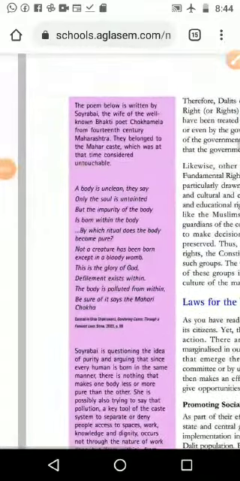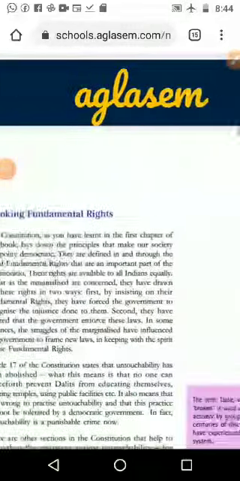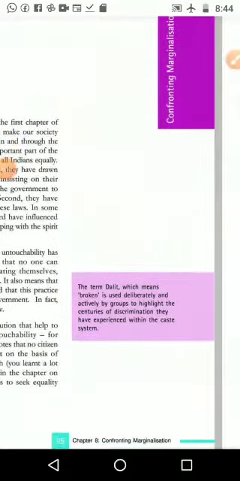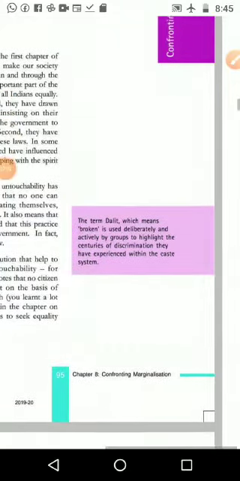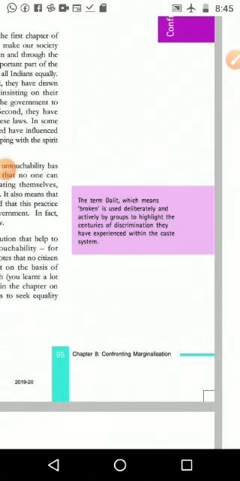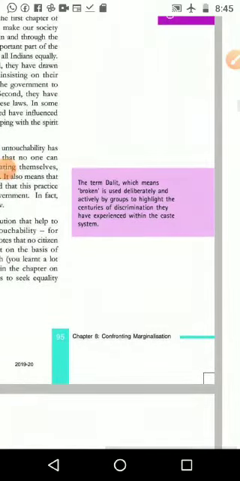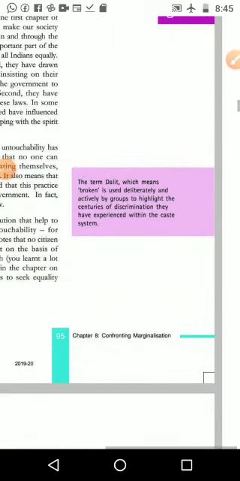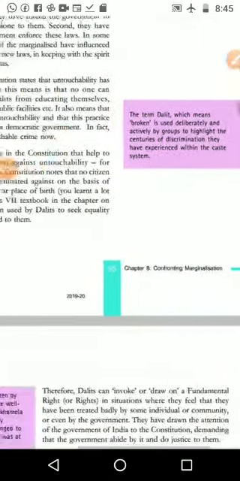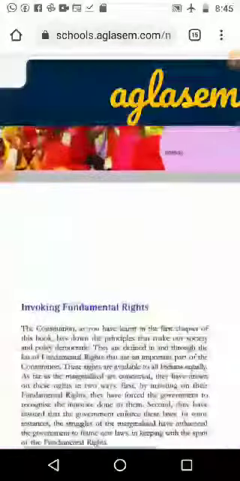Before that, let's go through the box given at the side. The term Dalit, which means broken, please underline, is used deliberately and actively by groups to highlight the centuries of discrimination. Why do they themselves call themselves Dalits? Why do they want to call themselves broken? Because they want to highlight how much they suffered in the last centuries. They have experienced this within the caste system. So for that purpose they call themselves Dalits.